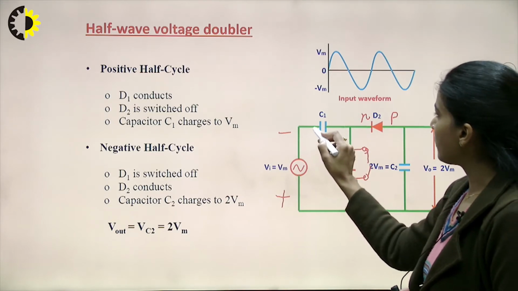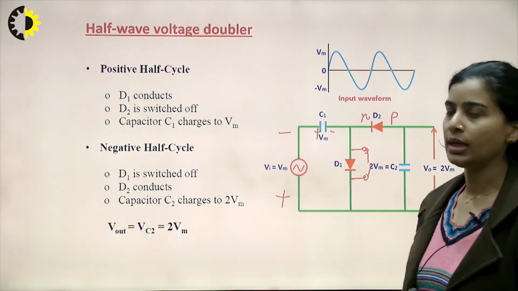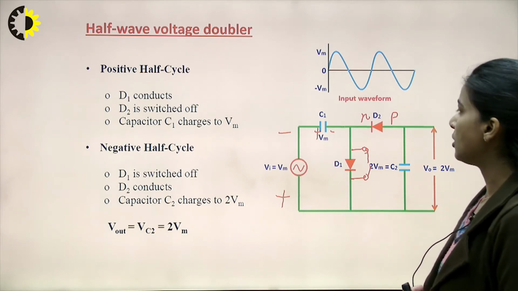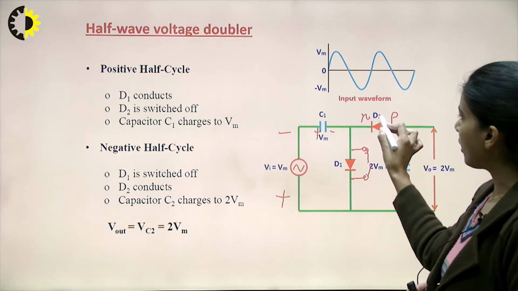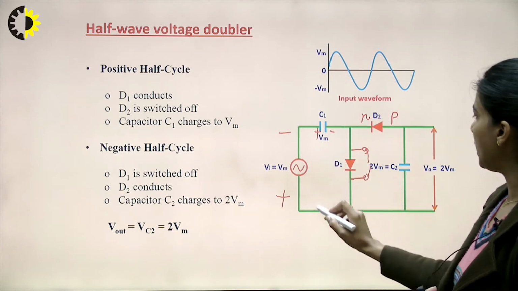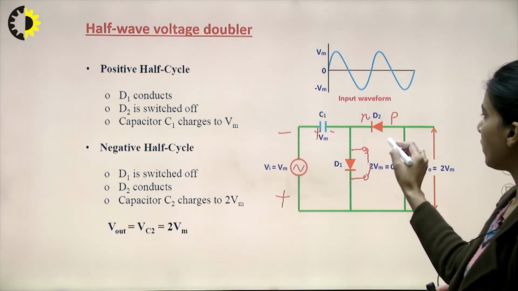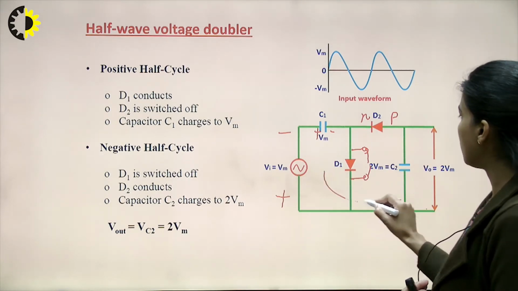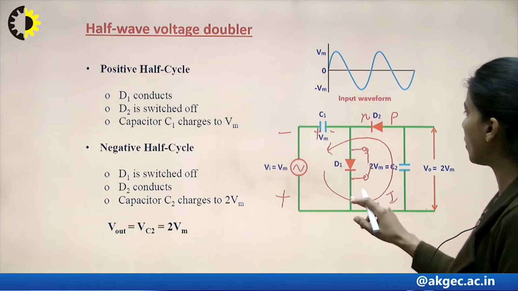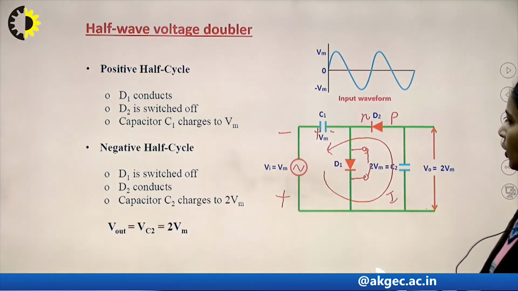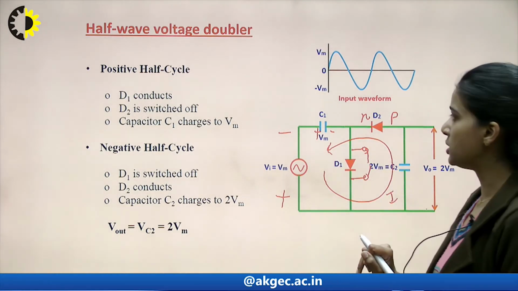As we have seen here, the charge on this capacitor is plus minus Vm. So, during this negative cycle, the path will be from diode D2, C1, V in, and up to this V out. This will be the circuit. So, there will be flow of current through this path. Now, the current I will be following this path, and in this case the capacitor C2 will be charging.